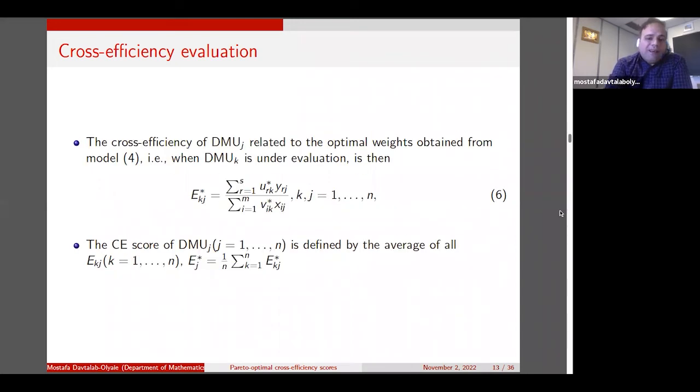Sexton said that you should consider the effect of other DMUs in the final efficiency of the DMU under evaluation. He proposed the cross efficiency of DMU J related to the other DMUs as E_KJ star. In fact, E_KJ star is the efficiency of DMU J obtained from the best weights of other DMUs. So by averaging E_KJ star over K, we can have the final efficiency, which is well known as the cross efficiency score of DMU J.